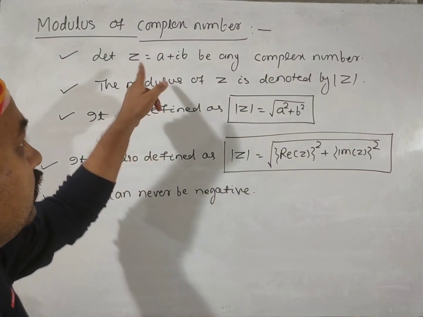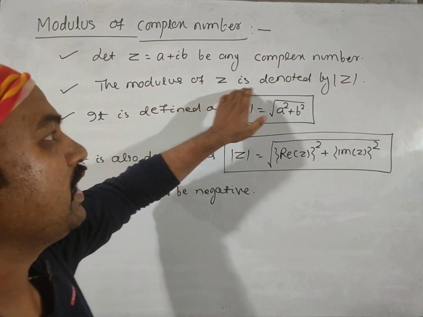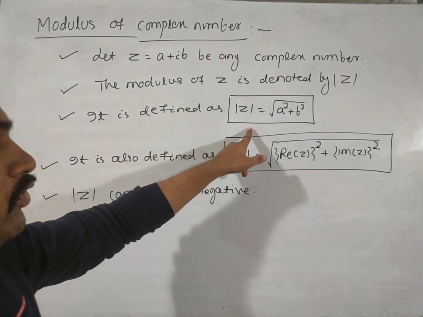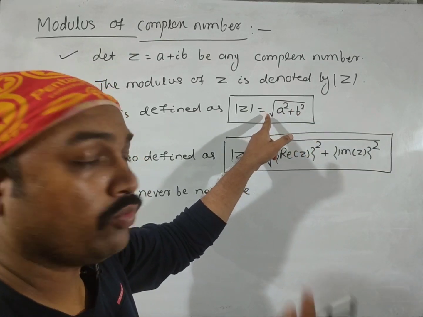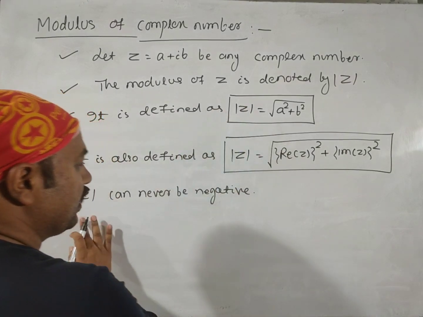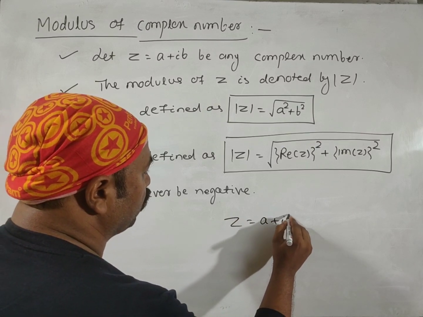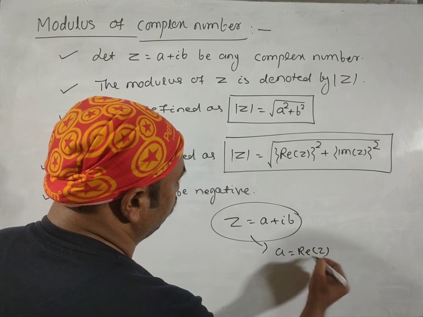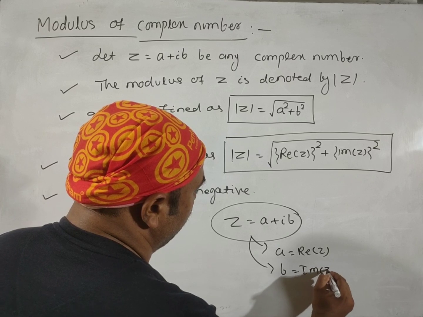Suppose we have taken z is equal to a plus ib, any complex number. Then the modulus of z is denoted by this symbol and it is defined as modulus of z is equal to the square root of a square plus b square, but with a positive sign, because the modulus of z can never be negative. In the complex number z is equal to a plus ib, we know that a is called the real part of the complex number and b is called the imaginary part of the complex number.